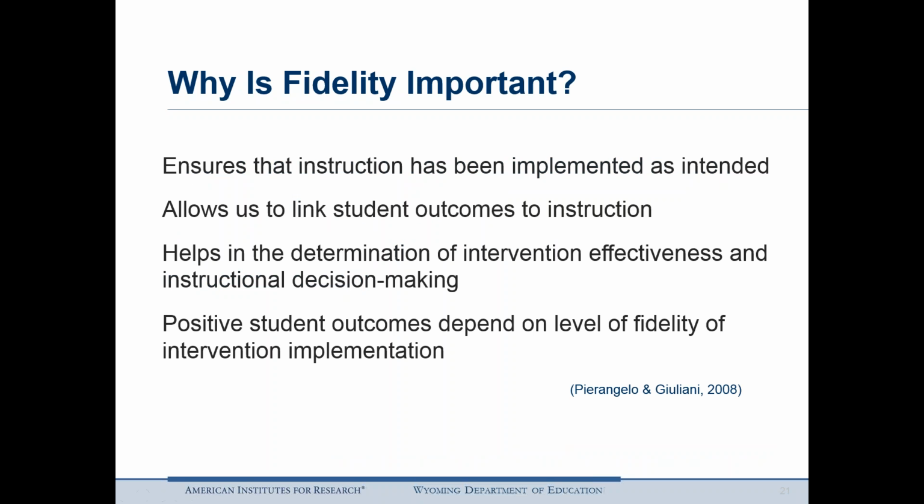Why is fidelity important? If teachers aren't consistent and accurate in delivering Tier 2 interventions, they aren't able to confidently explain a student's lack of response to an intervention. Did the student make insufficient progress because they require intensive interventions, or did the student not make progress because the intervention was not delivered appropriately?